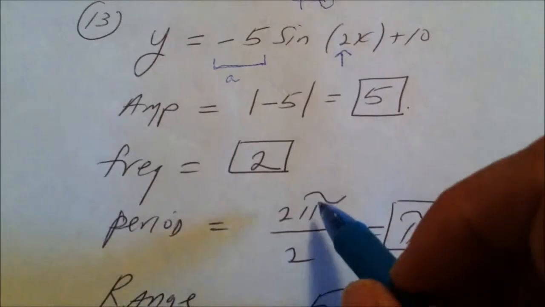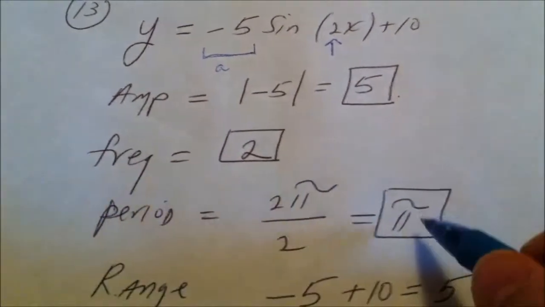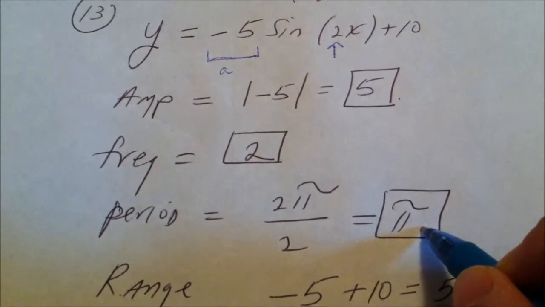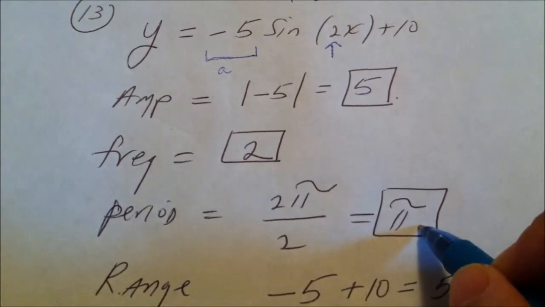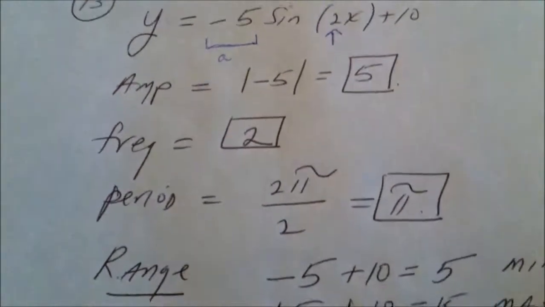Period is a definition, 2 pi over the frequency. So it's going to be 2 pi over 2, which simplifies to pi. So what does that mean? It means it's going to take a pi interval to finish one full cycle. So in pi, you'll see a hill and a valley.